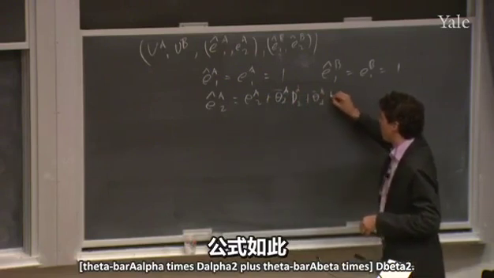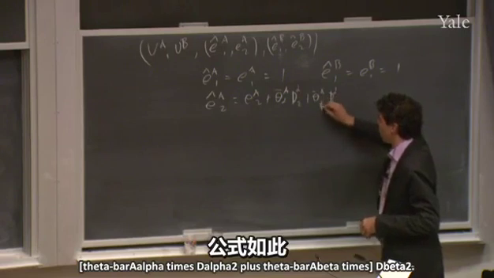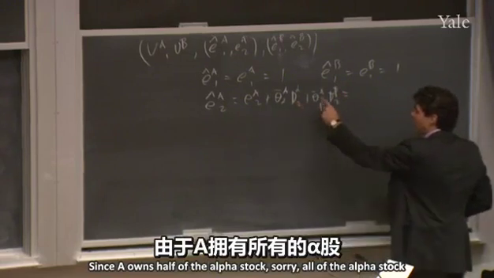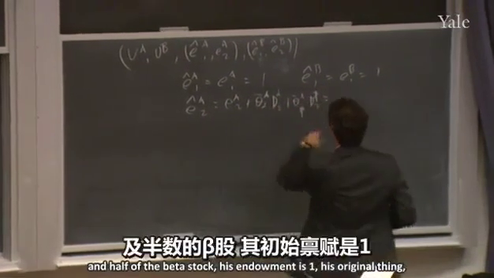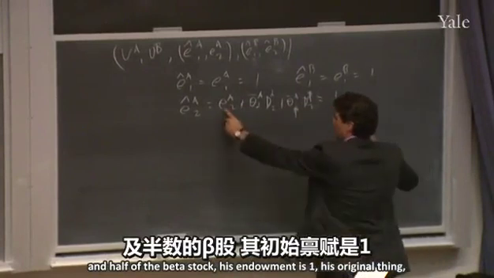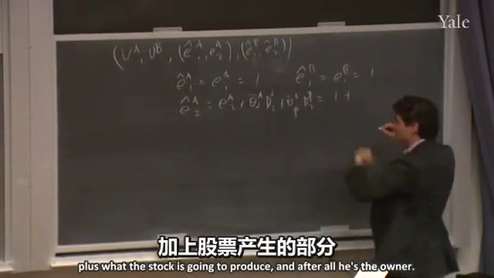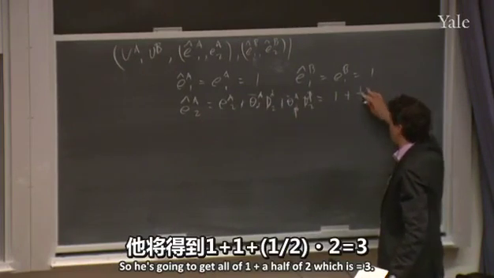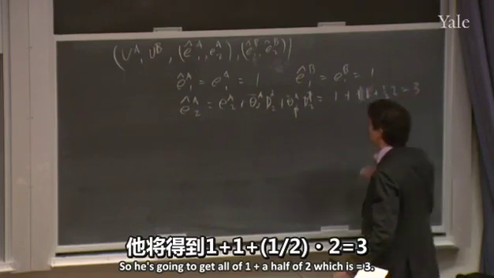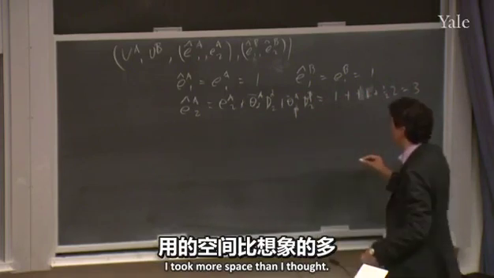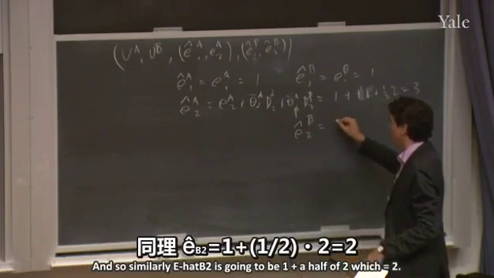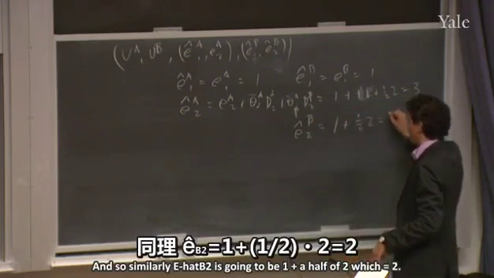A alpha of D beta 2. Okay, so since A owns all of the alpha stock and half of the beta stock, his endowment is 1 for his original thing plus what the stock is going to produce. And after all, he's the owner. So he's going to get half of 2, all of 1 plus a half of 2, which is equal to 3. And so similarly, E hat B2 is going to be 1 plus a half of 2, which equals 2.